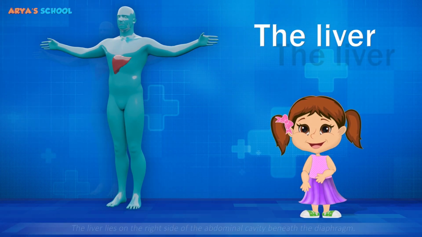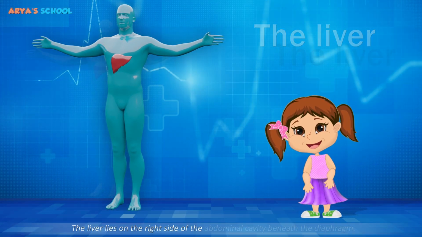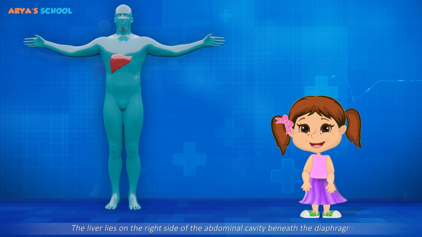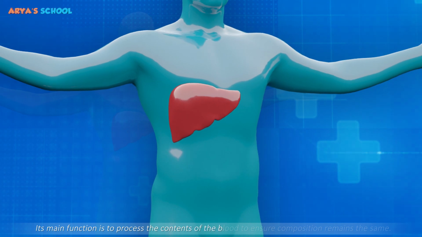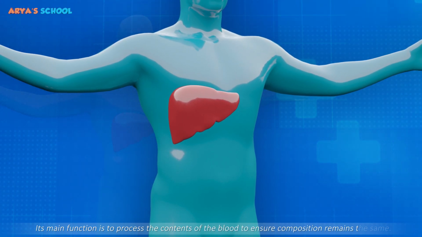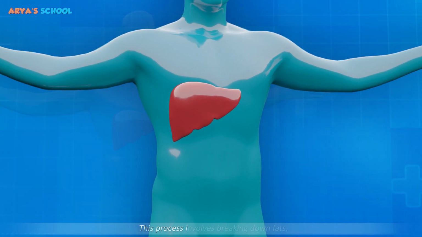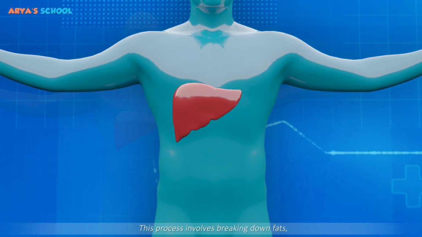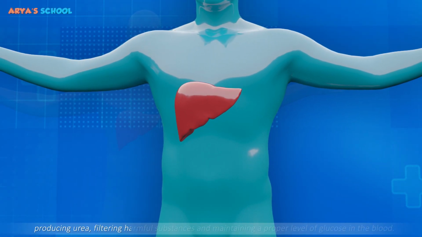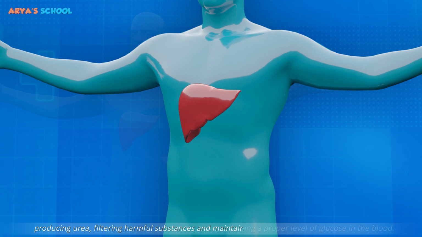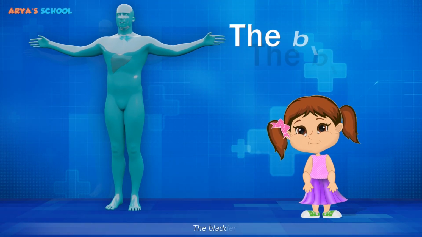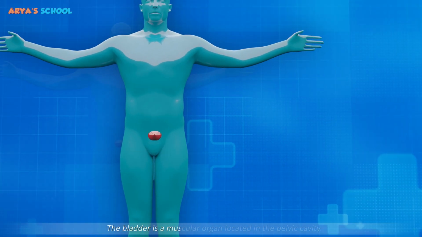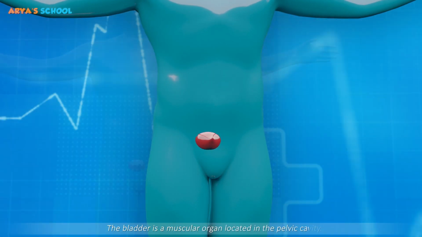The liver. The liver lies on the right side of the abdominal cavity beneath the diaphragm. Its main function is to process the contents of the blood to ensure composition remains the same. This process involves breaking down fats, producing urea, filtering harmful substances, and maintaining a proper level of glucose in the blood.